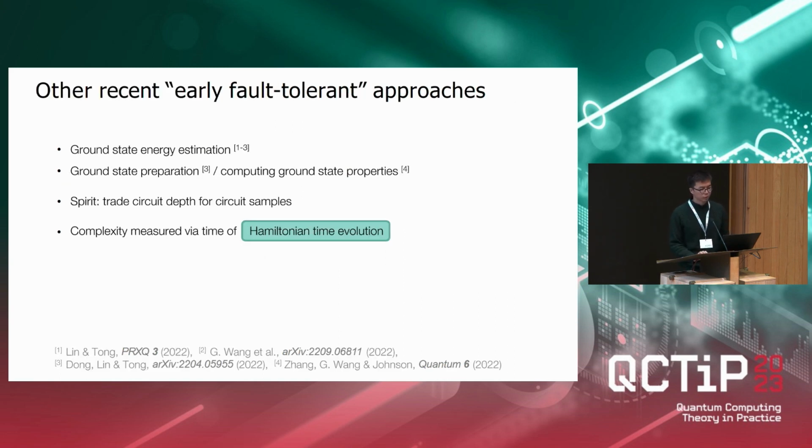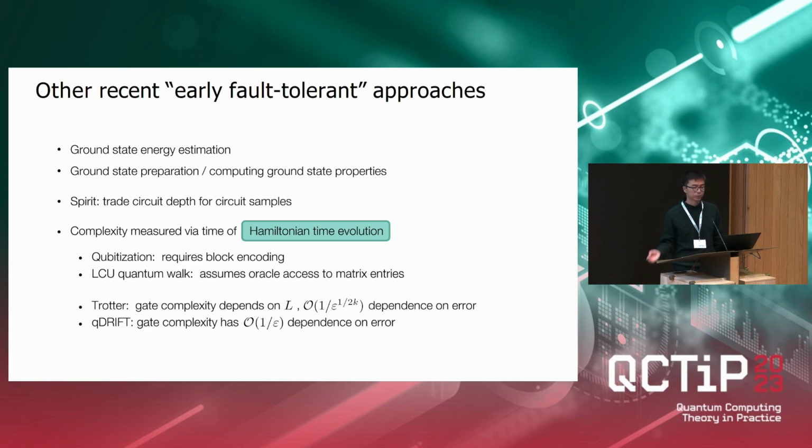Moving over to other early fault-tolerant approaches, recently a lot of these algorithms have cropped up, and I think one will also be presented tomorrow by Daniel. So that should be really nice to hear about. So far, the early fault-tolerant algorithms have all been in the realm of Hamiltonian-type problems, so ground state energy estimation, ground state preparation, and so on. And the majority of them follow a similar spirit, which is trying to trade circuit depth for more circuit samples. So reduce the coherent depth and run more quantum circuits. And again, most of them have a complexity measured by the time of running a Hamiltonian time evolution oracle. So this seems like a nice idea because there are so many approaches, for instance, to Hamiltonian time evolution.